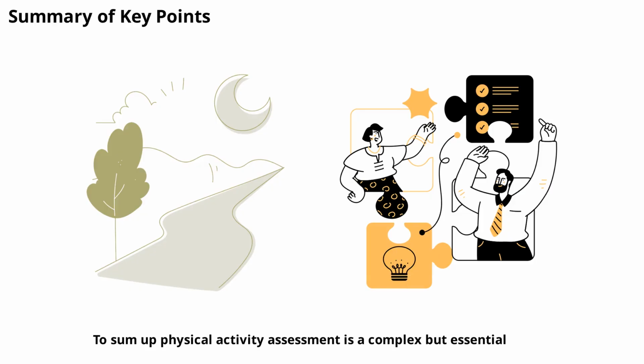To sum up, physical activity assessment is a complex but essential part of health research and public health practice. No single method can capture all aspects of activity, so researchers must carefully select and validate tools for each study. Objective methods provide accurate data on movement and intensity, while subjective methods offer context and domain information. Understanding the strengths and limitations of each approach ensures that findings are reliable and meaningful.